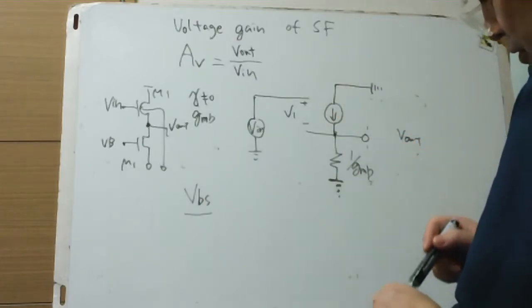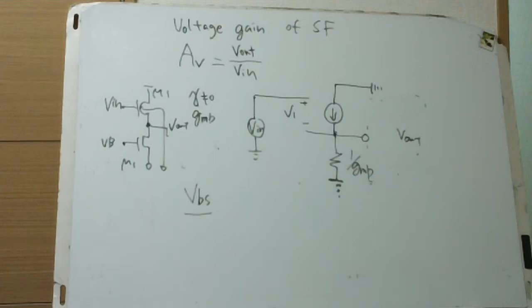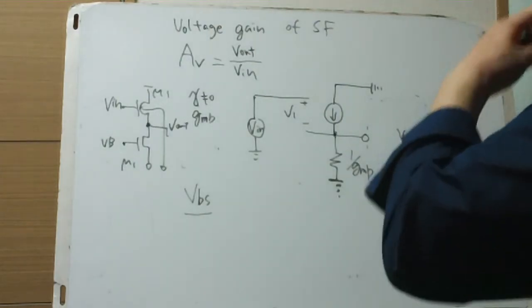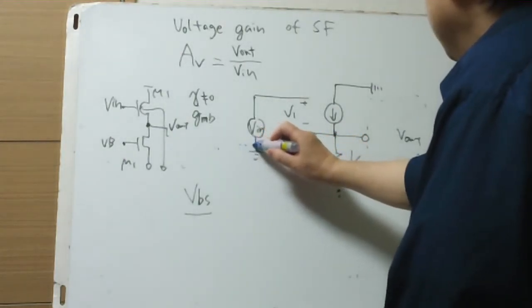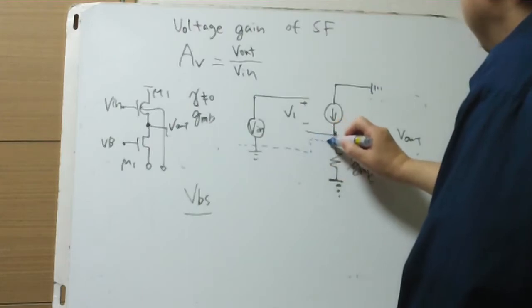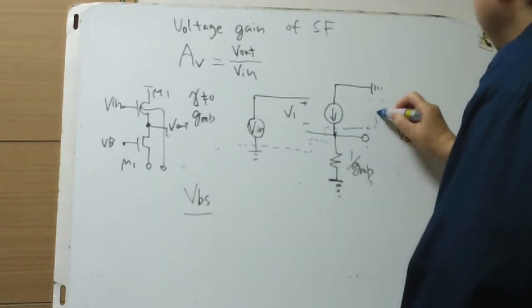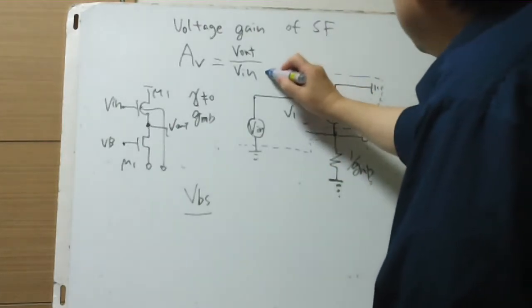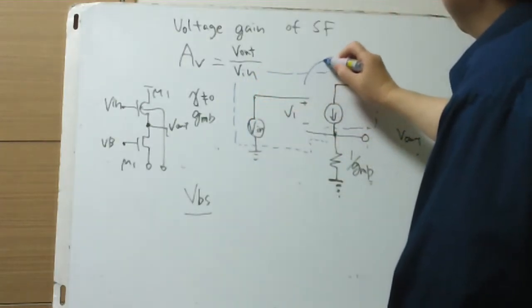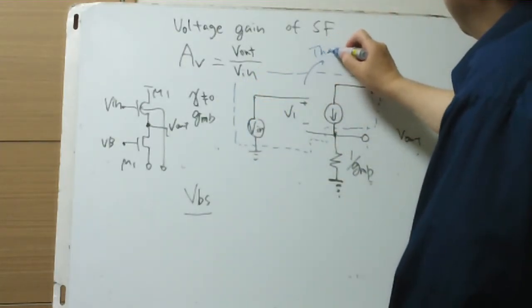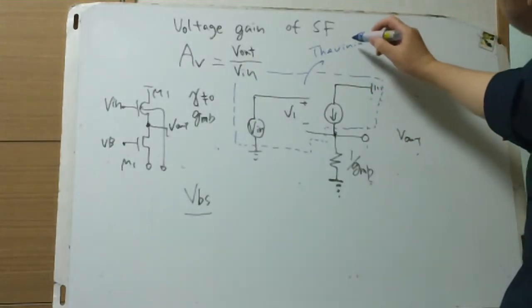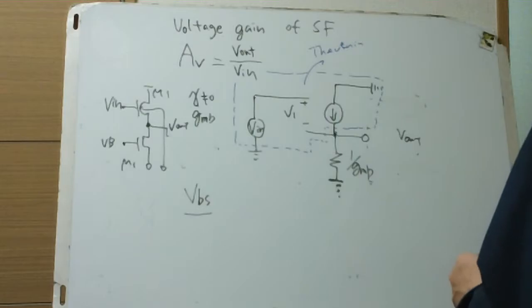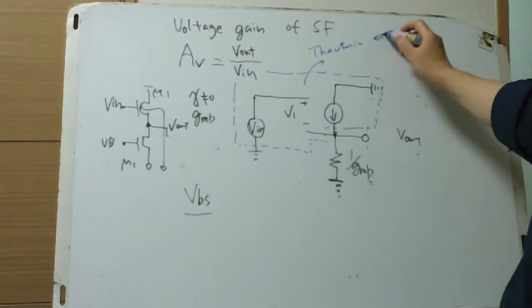And the Thevenin equivalent, step by step: we exchange these parts, excluding 1 over gm, to the Thevenin equivalent.